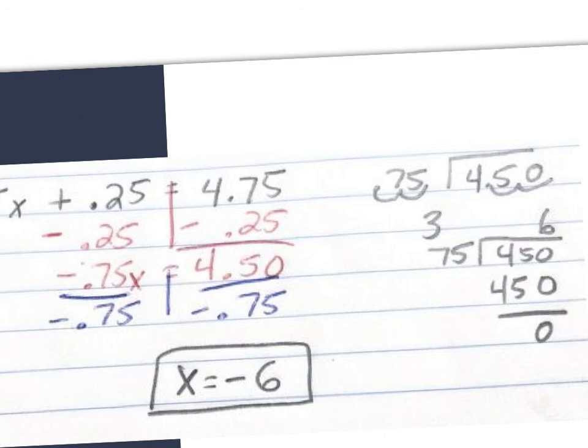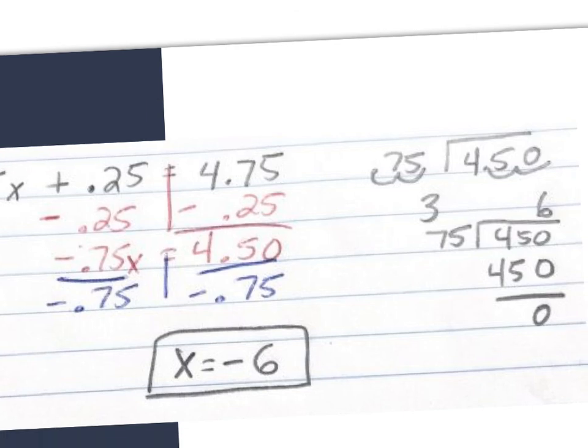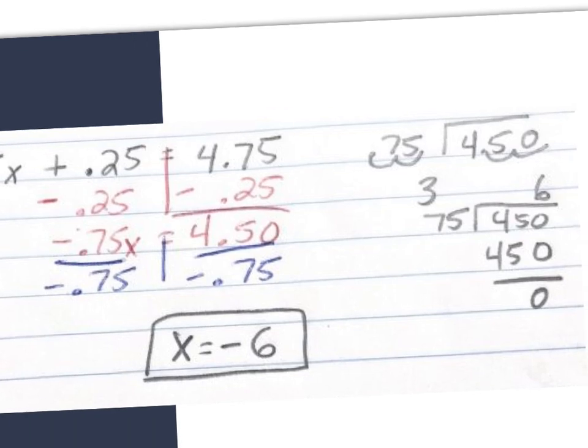We have one positive and one negative that we were dividing by. So because our signs are different, the answer has to be a negative. So x equals negative 6.